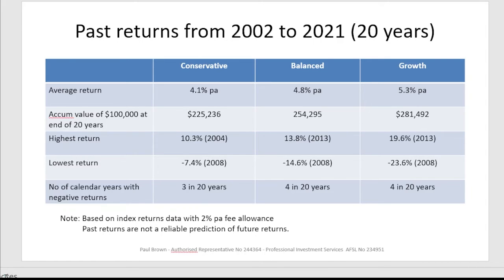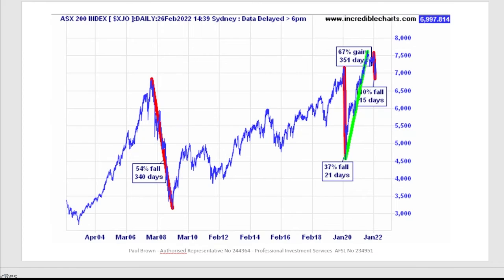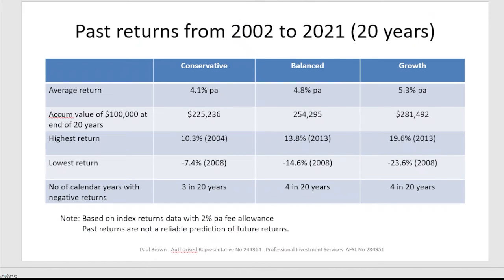Just want to quickly show you the chart. So this is a 20-year chart of the Australian Stock Exchange, and it shows that the GFC was a very significant fall, 54%. Over a year and a half effectively. So it did have an impact on obviously returns in 2008, but even the average return over 20 years. Okay, and the final row there just gives the number of calendar years where there were negative returns, and conservative had 3 in the last 20, and balanced and growth 4 in the last 20.